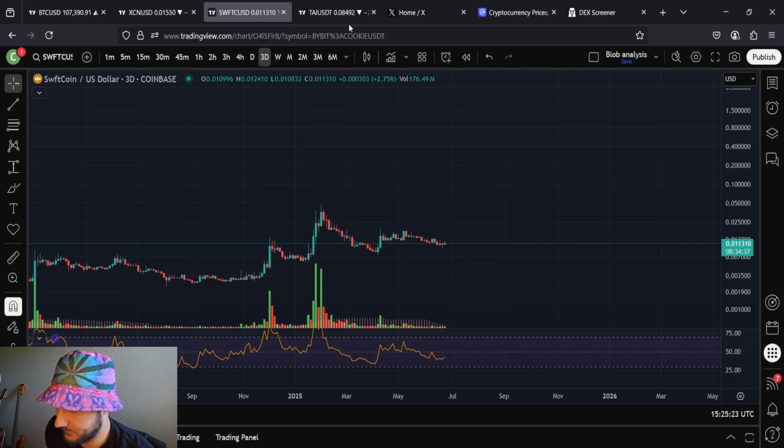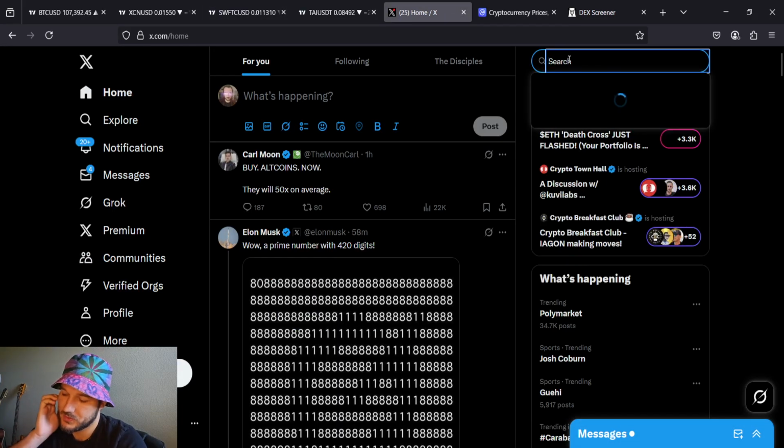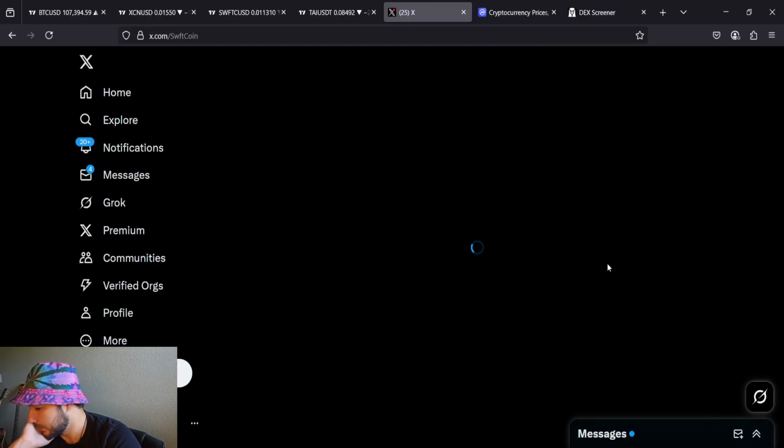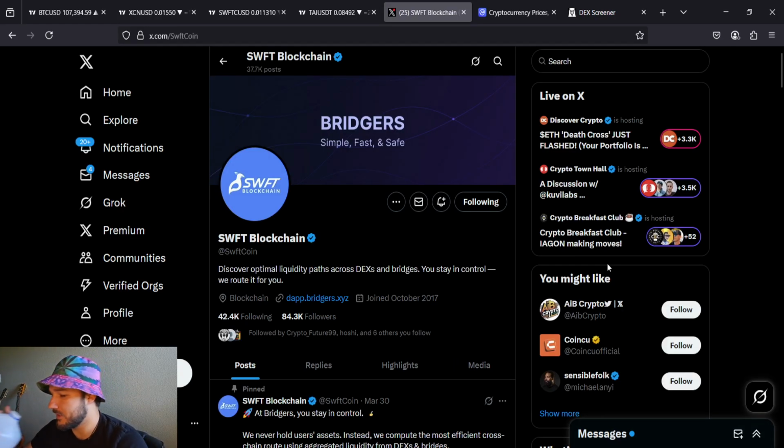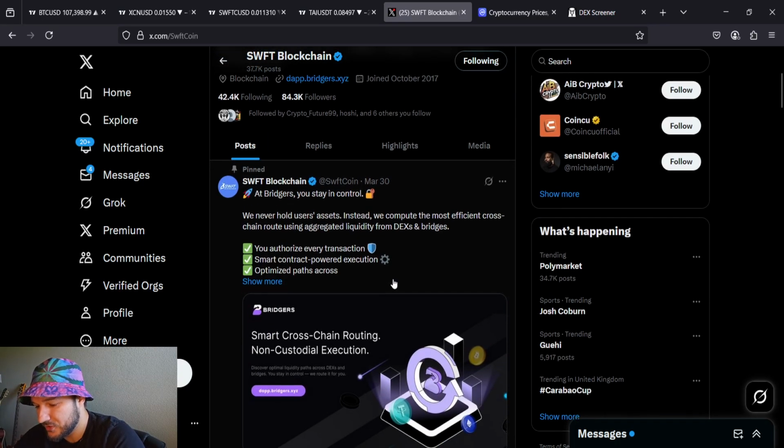Let's look at some stuff for SwiftCoin here. Swift blockchain maybe. Yeah, there we go. It's the same thing. It took me forever to find out that these are the same thing. Optimal liquidity paths across dexes and bridges. You stay in control. By the way, you can't use their product, I think, if you're in the United States, but if you have a VPN, or if you're not in the United States, I'm pretty sure you can use their products, and their bridges are sophisticated for sure. They definitely are.